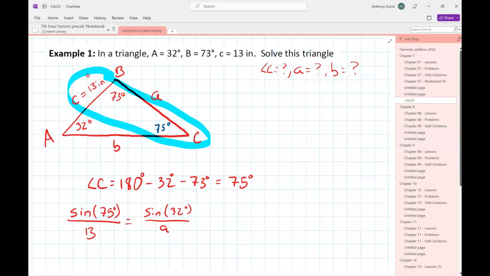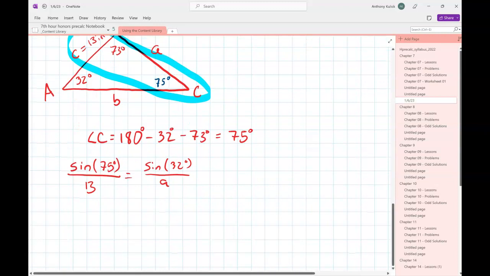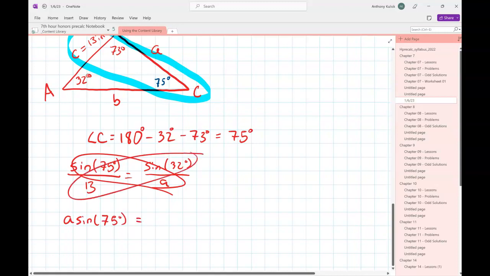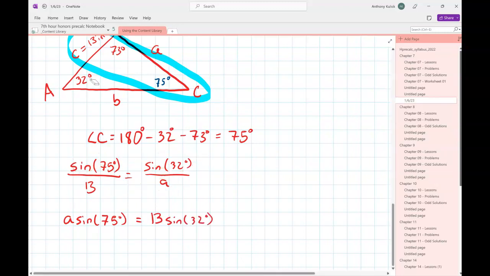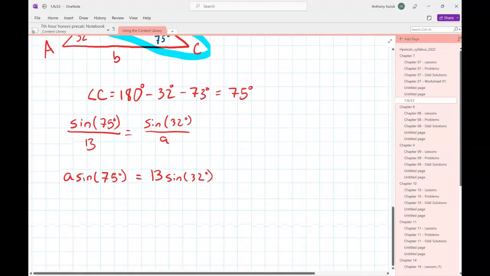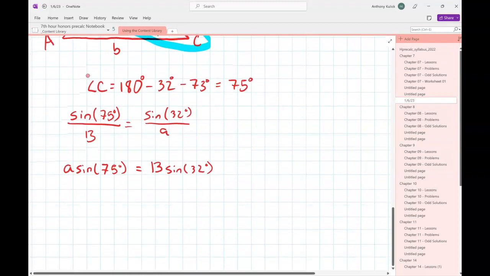So this kind of equation, where we have one fraction equal to another fraction, is called a proportion. Remember that from geometry. How do we solve a proportion? Cross multiply and divide. Exactly right. So we'll multiply here to get a times sine 75 equals, and then multiply there, 13 times sine 32. To get the a by itself, we'll divide both sides by sine 75.